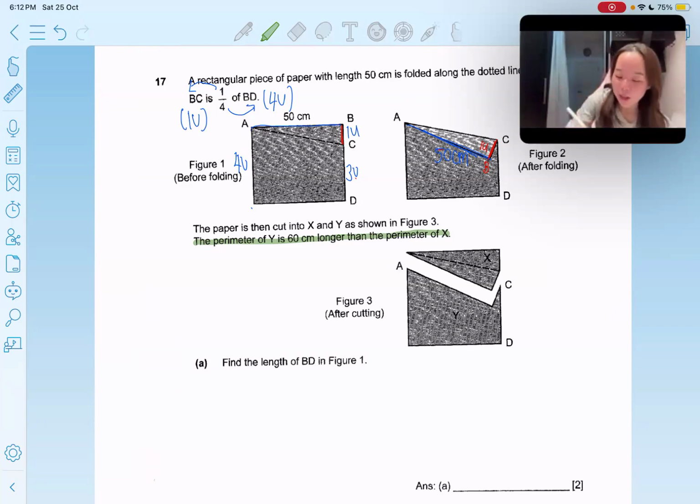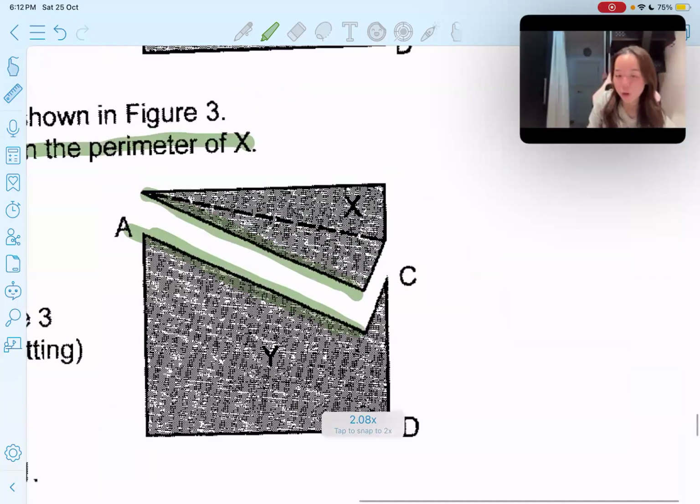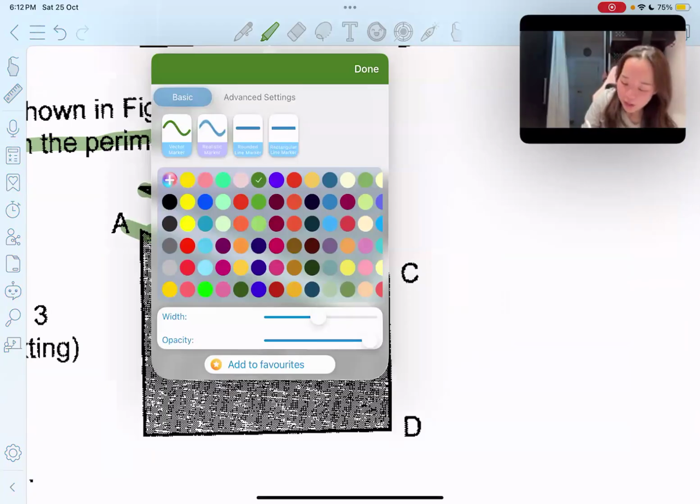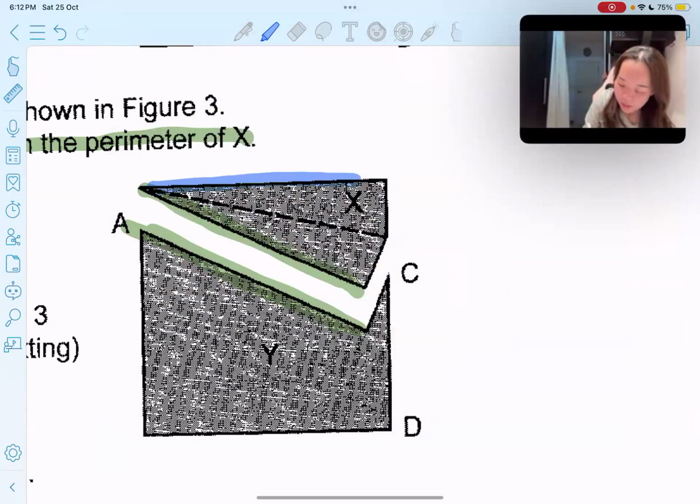Now let's try and understand. The perimeter of X is actually this whole thing here. The perimeter of Y is this whole thing here. Then I find out what is the common length, so I can find out what is the different length. I'm going to use a green highlighter. Can you all see that this length here is cut out from here? So these lengths are exactly the same. Let me make it bigger for you. These two lengths are the same because it's cut out. And earlier we know that this length here is your 50 cm, same as this length here.